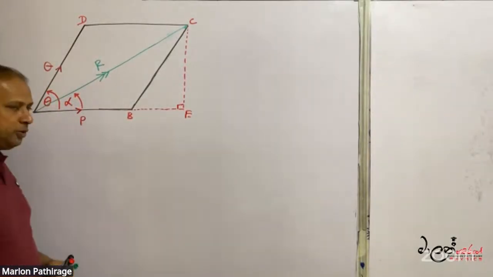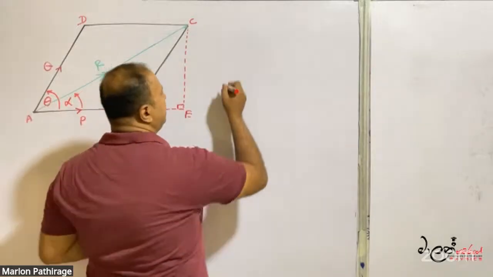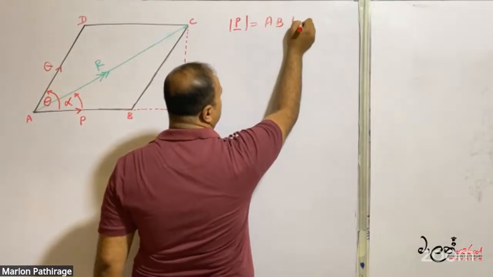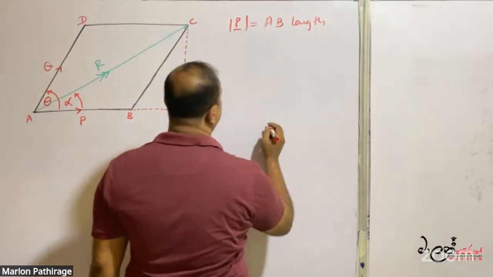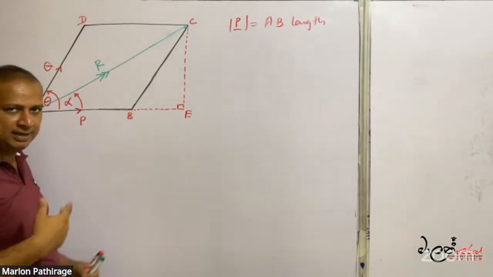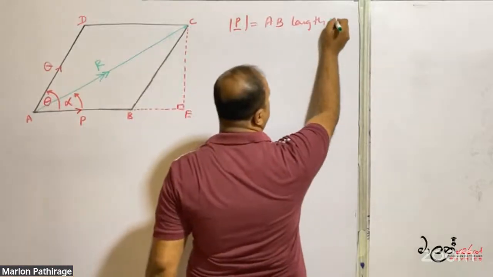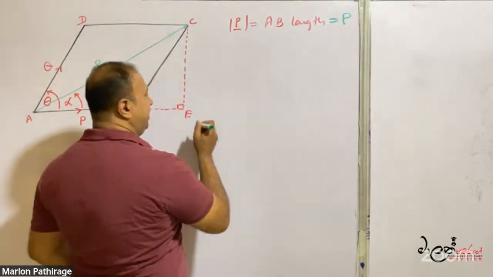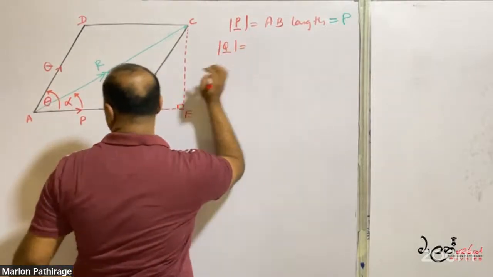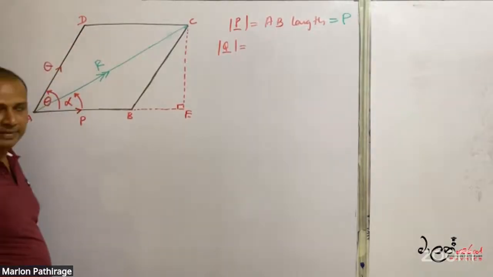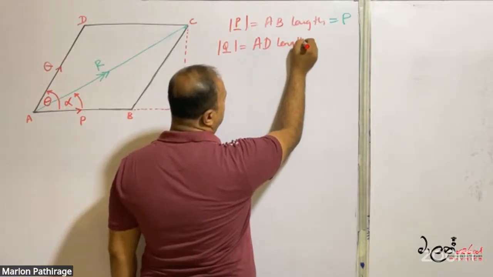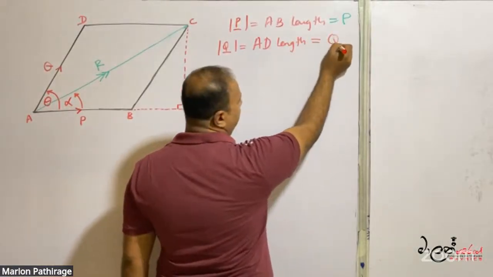Therefore, the magnitude of the P vector is equal to the AB length. We can take the AB length as P. Then the magnitude of the Q vector is equal to the AD length, and that is equal to Q.